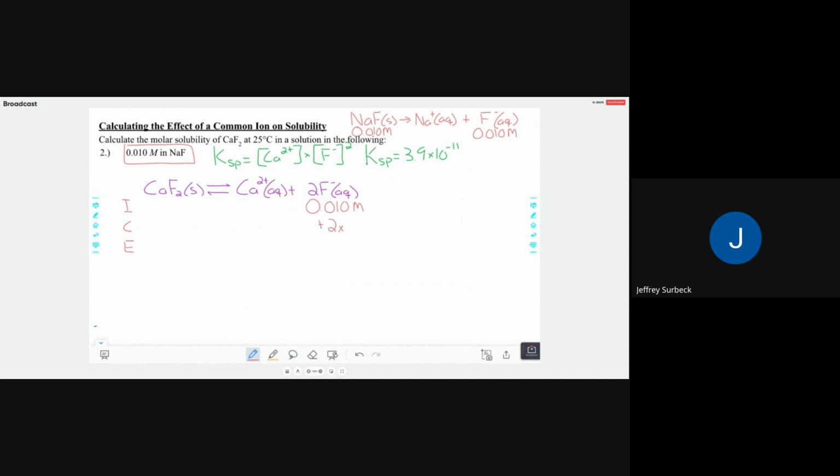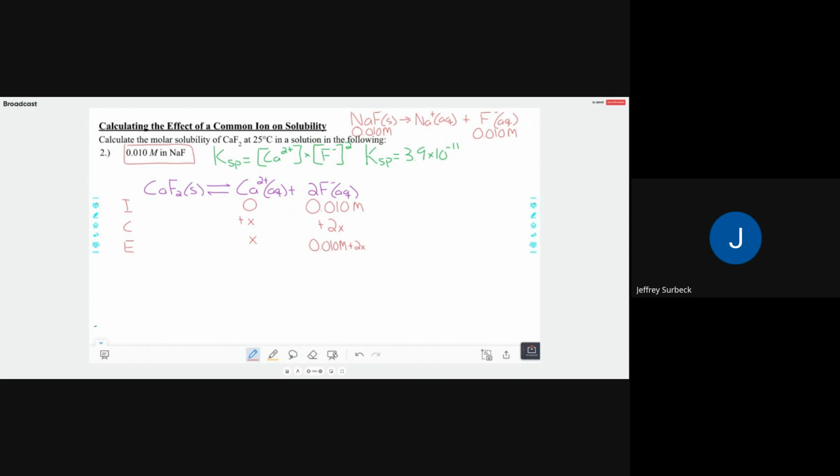And so at equilibrium for fluoride, we would have 0.010 molar plus 2x. And over here, remember, there's no mention of calcium this time, so we wouldn't have any calcium. We would gain some unknown amount, and then we would have at our equilibrium that x, that factor we don't know yet.